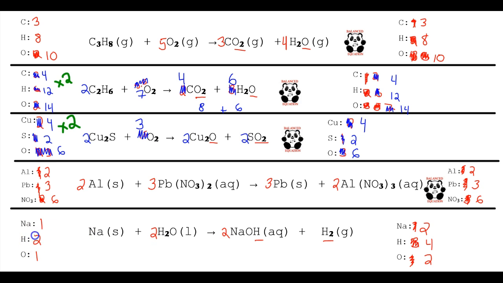2, 4, 2 on the right. Then I need to put a 2 right here to bring up those hydrogens. Now that's going to be 1, 4, 2, and I can fix that by putting that last coefficient in front of the 2 for sodium. I now have a balanced equation for this one as well.